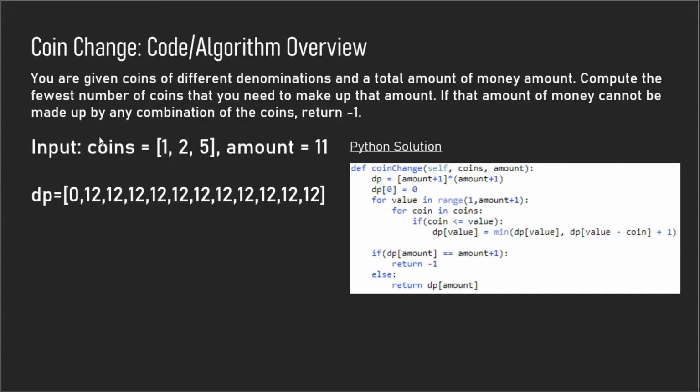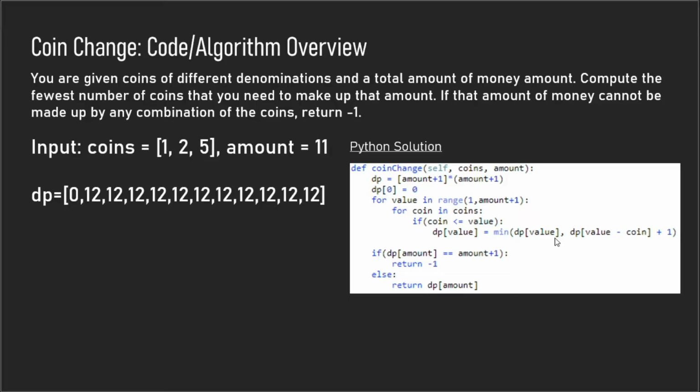So we're going to loop through the coins array, and we start with 1 here, and 1 is less than or equal to value, and value is equal to 1. So then this line of code runs. We update the value in our DP array. So what do we update it with? We update it with the lesser of 2 values.